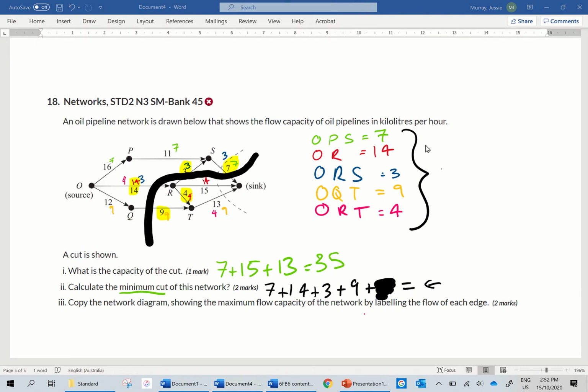So we also don't need to include 3 because notice how the water's being blocked off through 7, it's being blocked off through the 14, and it's also being blocked off through 9. So 3 is also another one we don't need to include. So our addition of that is going to make our minimum cut. Part 3 I've already done because I used part 3 to answer part 1 and 2. So I've already labelled it on there. You would just have to redraw it in your HSC.